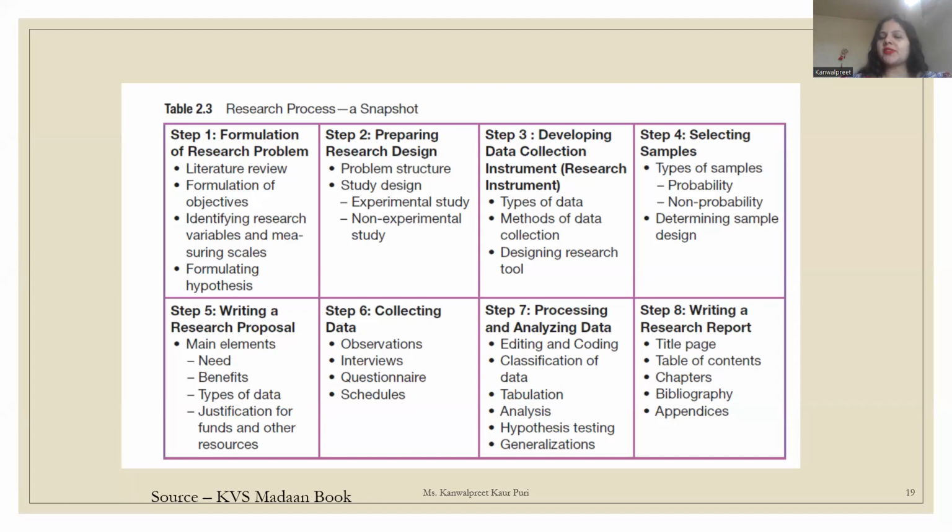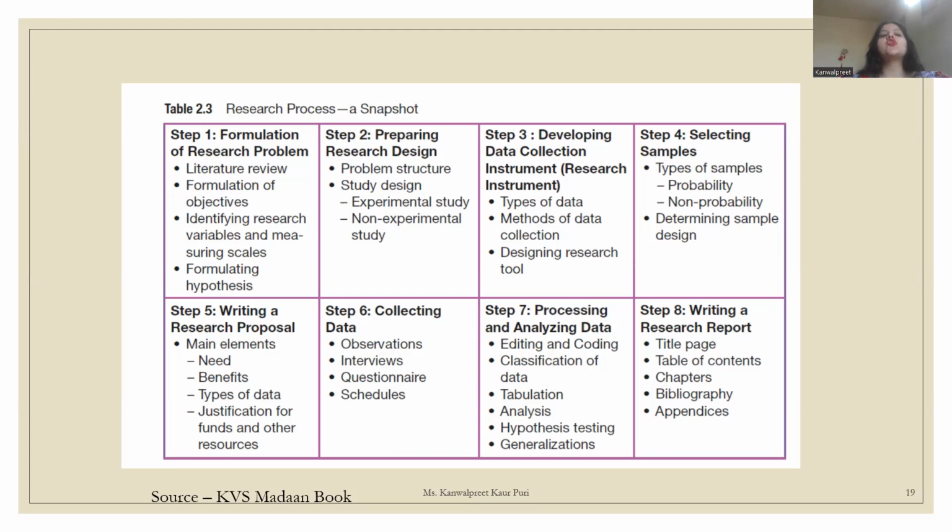So this is the research process. It is just a snapshot which I have taken from the NET/SET examination book by KVS Madan. This is generally a very simple research process, where we all know what step 1 is, what step 2 is, step 3, step 4, step 5, step 6, 7, 8, and so on. Just remember, whichever book or source you are referring to, the steps will ideally remain the same. A certain aspect may be different, but the process generally remains the same.